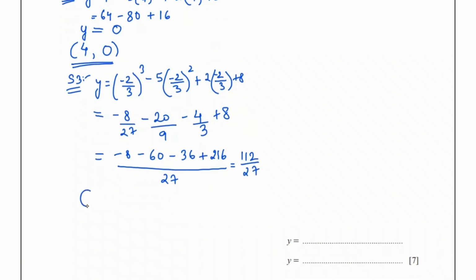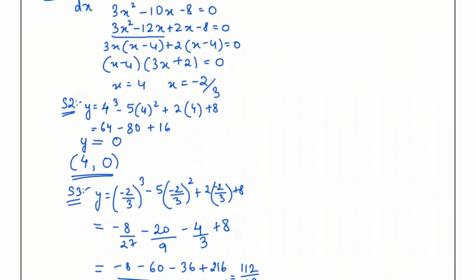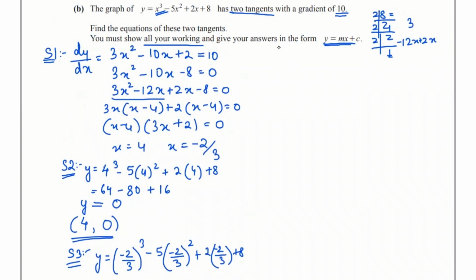So the second point I get is minus 2 upon 3 and 112 upon 27. This is my second point. Now once I find out this, we will find out the value of C. Gradient M is given to you as 10. So step 4, see how systematic it becomes when you write it in steps. Now we have to find the value of C.